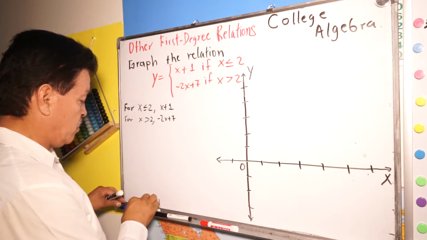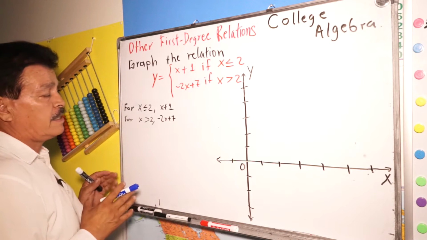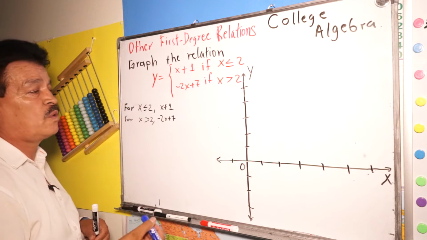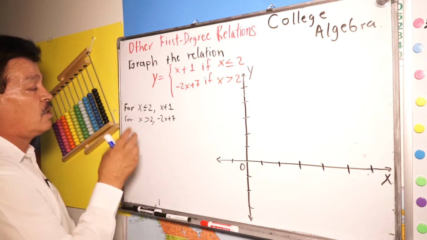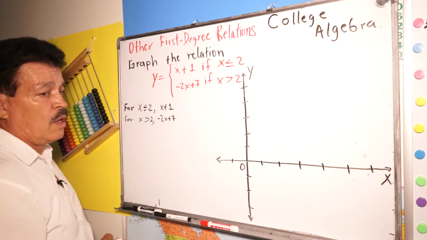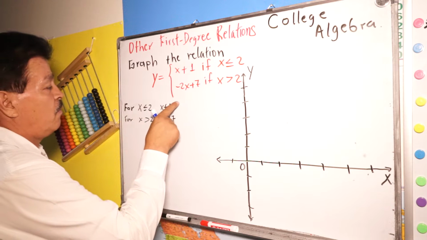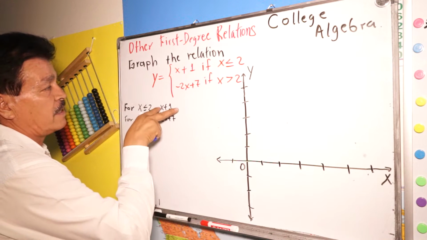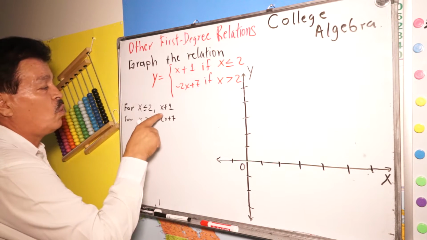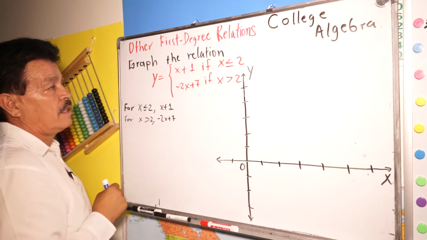Here, we just have to give some numbers. I want to give some small numbers like 0, 1, 2, 3 to make the graph. I don't want to make the table. Just in your mind, try to make the graph. Take the point number 2 for the first case, y equals x plus 1. If x equals 2, how much is y?